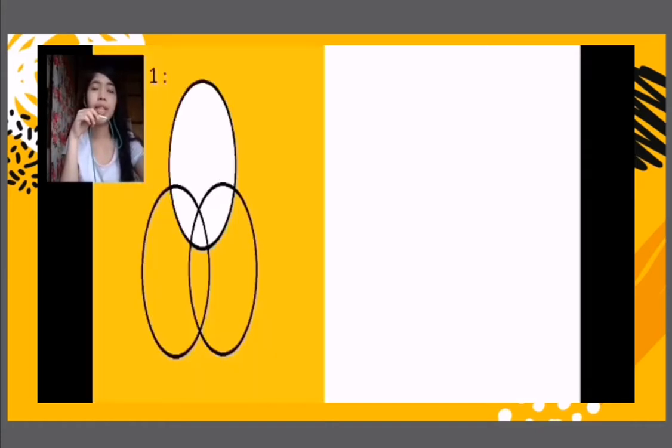Step 1. This is the illustration for A complement. This is the A, this is the B, and this is the C. In this illustration, we can observe that almost all parts of it were shaded except for the A circle. That means all elements that are in the universal set but not in A.